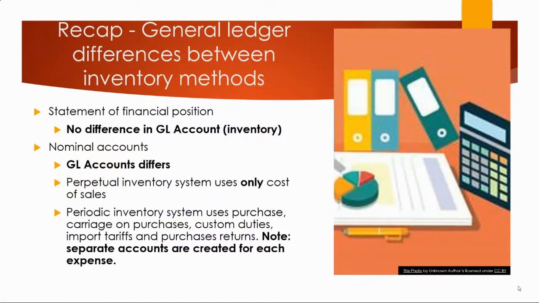Then just to talk about the general ledger differences between the two. If we look at the financial method, there will be no difference in your general ledger account for inventory. The difference would mainly come into your nominal accounts, because under the perpetual inventory system we will only use cost of sales, whereas under the periodic inventory system we would use purchases, carriage on purchases, custom duties, import tariffs, and purchase returns. And remember, we would account for each one separately, and only once we've done the stock take at year end will we take these amounts and write them to cost of sales, or to work out the cost of sales amount.